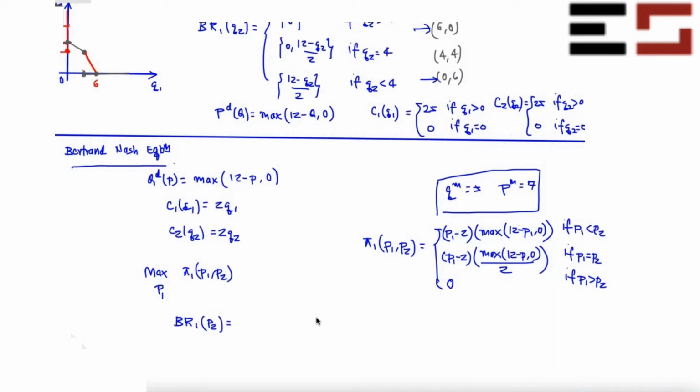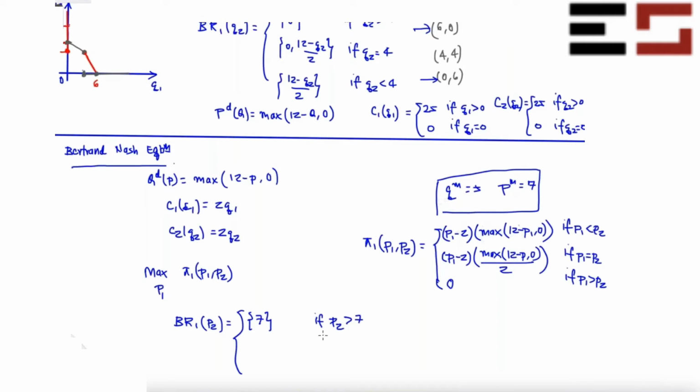Now, if P2 is higher than 7, what do you think is the best response of firm 1? 7, right? You choose the monopoly price and you get access to the entire market. That's the best thing that can happen. If the other firm is foolish enough to choose a price higher than the monopoly price, your best response should be 7. So there is a single best response in this case, which is 7. Is that clear?